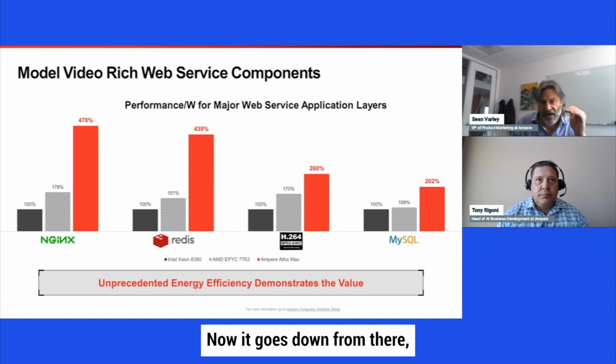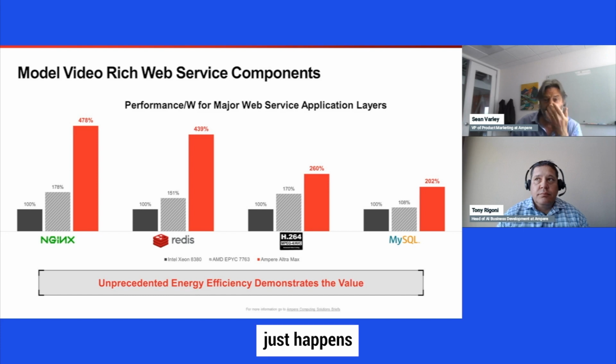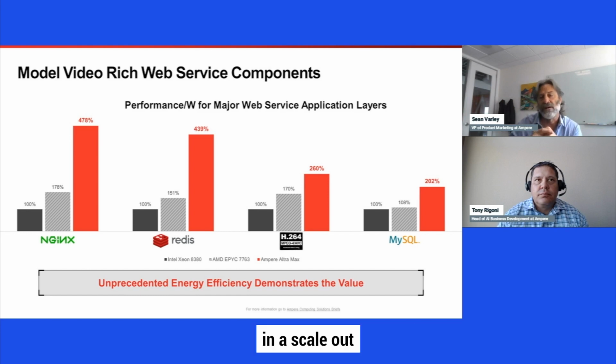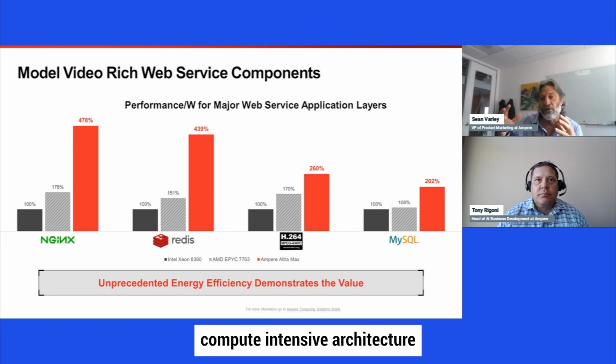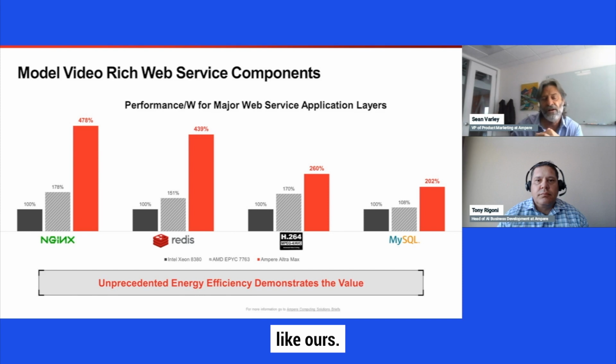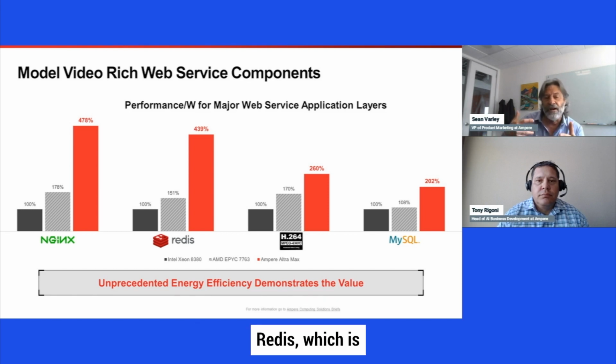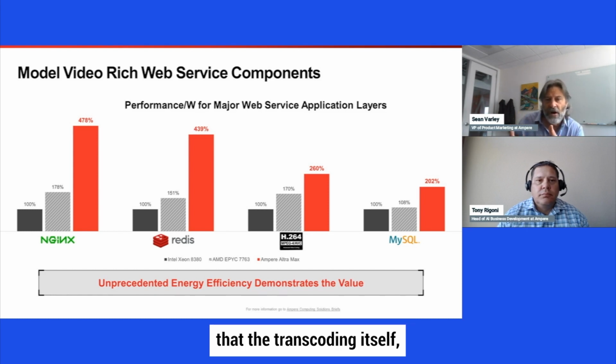Now, it goes down from there, but NGINX just happens to be a very compute bound workload, and it hits all of the sweet spots in a scale out compute intensive architecture like ours. But other workloads get the same or similar kinds of efficiencies. Redis, which is a key value store, almost 4.5x. The transcoding itself, almost 3x. MySQL, about 2x. Why do you see this variation?